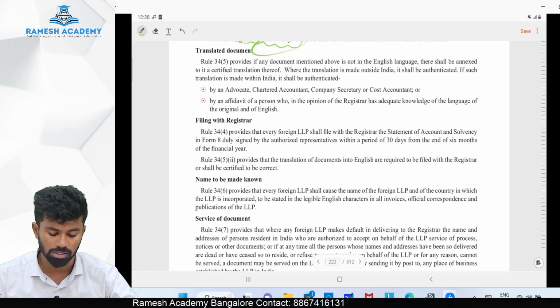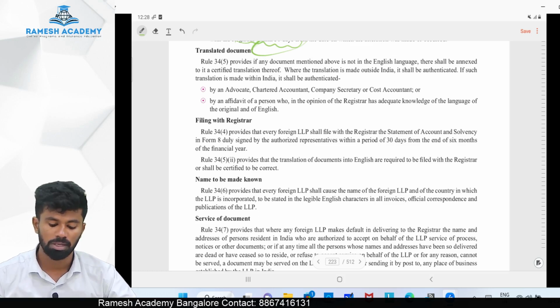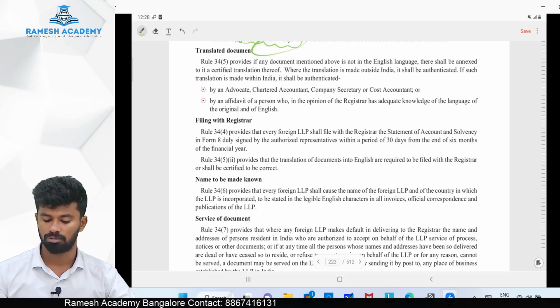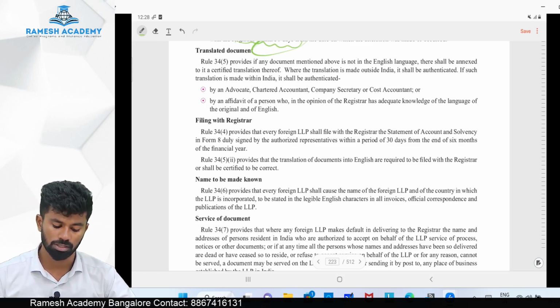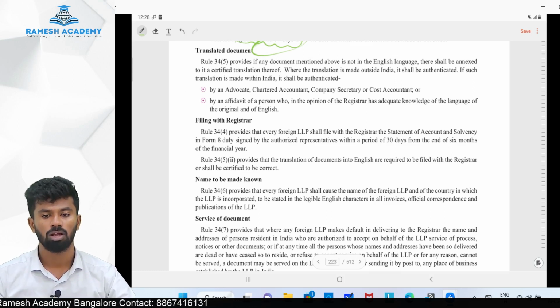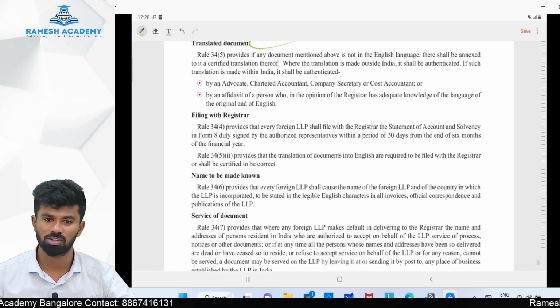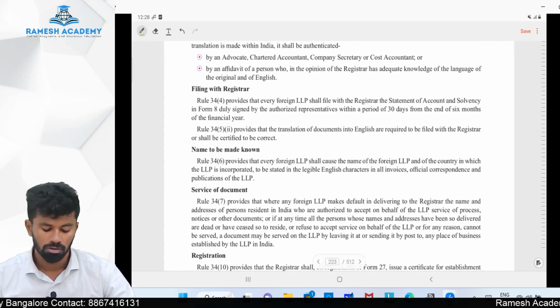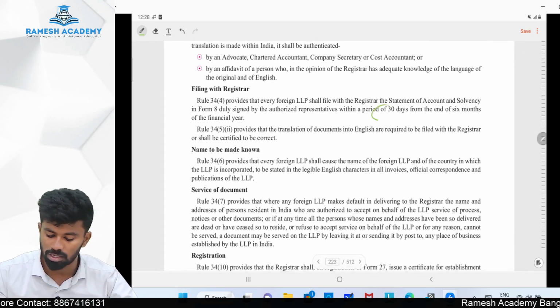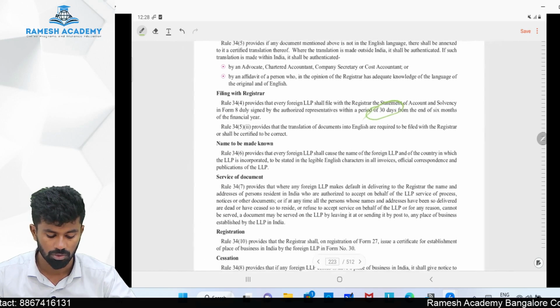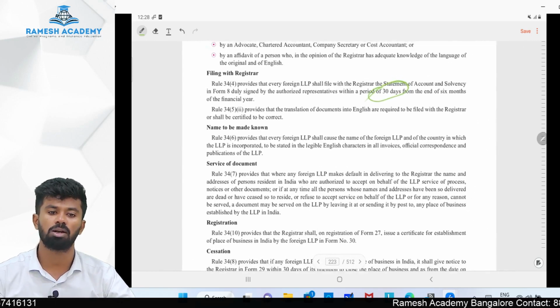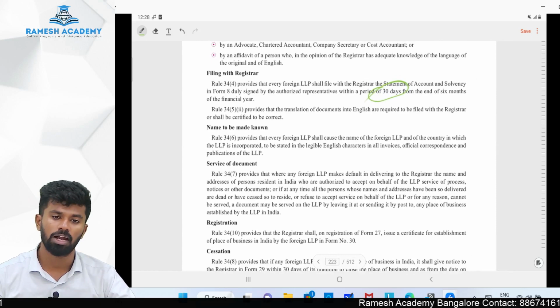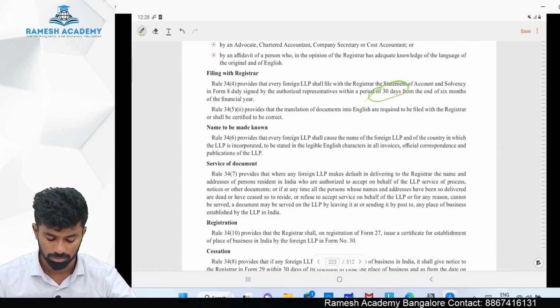Translated documents. If any document mentioned above is not in English language, it shall be annexed with a certified translation thereof. You have to attach the translated copy if it is not in the English language. Filing with the registrar within how many days? 30 days. You have to file the financial statement within how many days? 30 days from the date of end of 6 months of financial year.